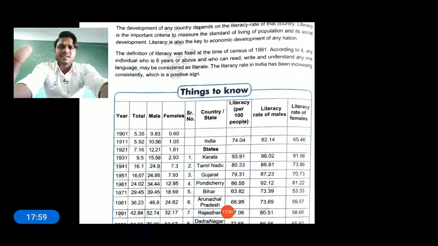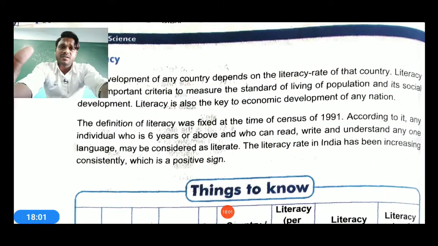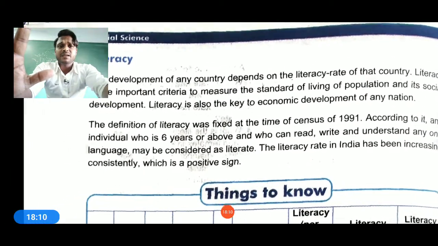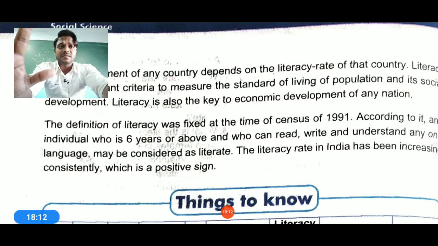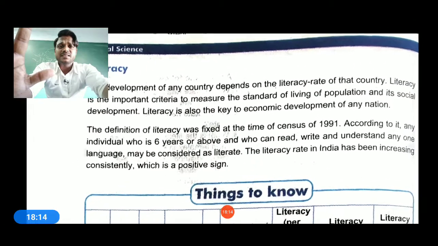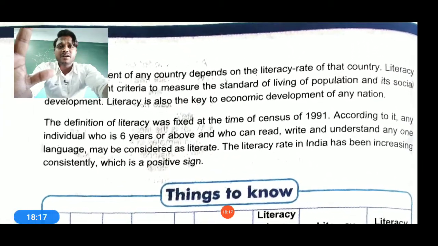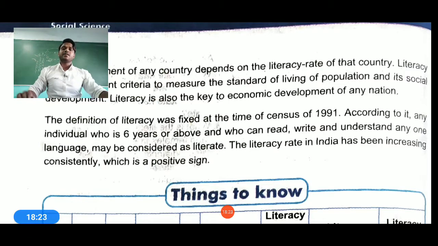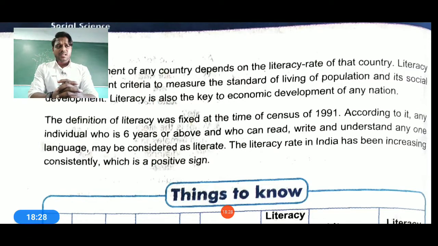Now the last thing is the literacy rate. Obviously my dear students, literacy is a very good thing. We need to be literate. The development of any country depends upon literacy and the literacy rate. Literacy is an important criterion to measure the standard of living of the people, to understand social development also, and literacy is also known as the key of economic development of any nation. If the people are illiterate, they will go for crime, they will go for population increase, they will not save nature.